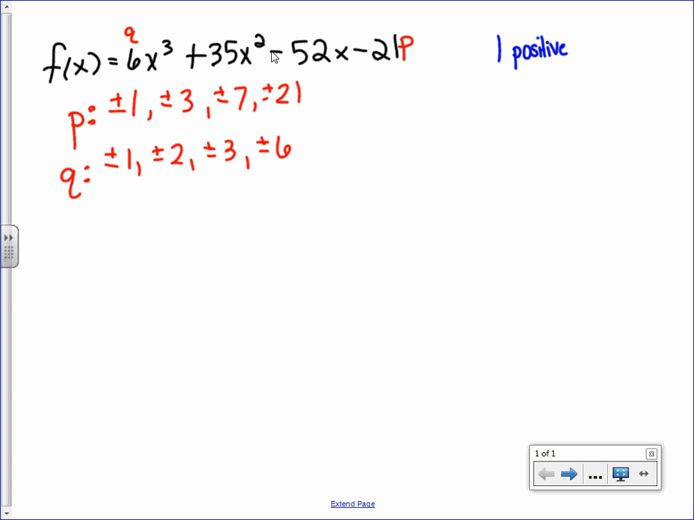So, this one has an odd power, so it's going to change signs. That one won't change signs. That one will change signs. That will not change signs. So there are 2 sign changes. So it has 2 or no negative roots.